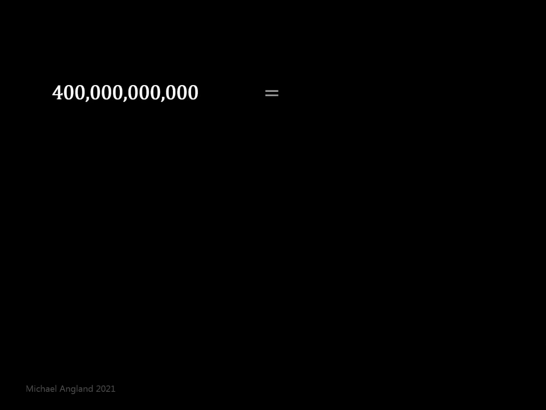The first number that we looked at was 400 billion. That's the upper bound for the number of stars estimated to be in our galaxy. That's a 4 followed by 11 zeros, as we can see in the scientific notation.